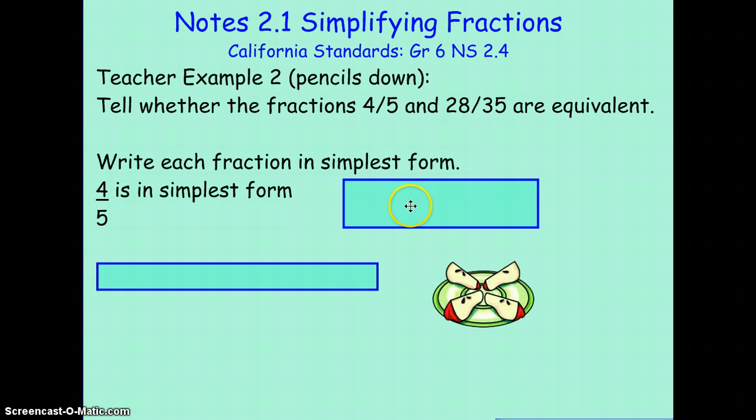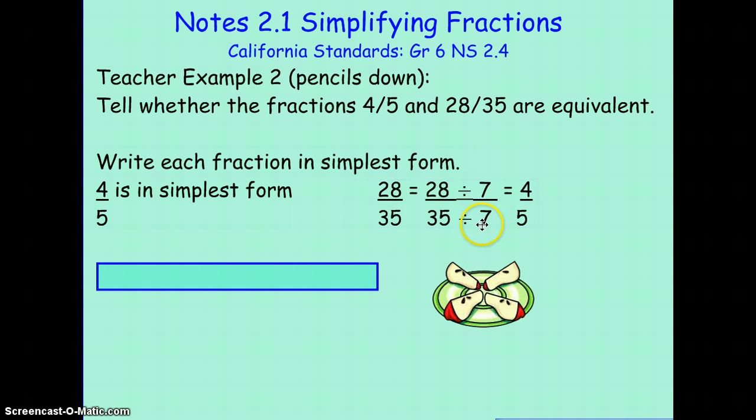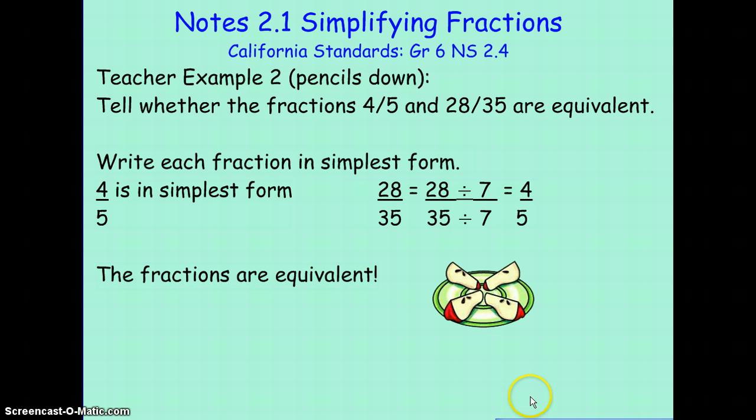28/35, again, I can write them out using the prime factors, or I can simply divide them both by the same number. In this case, if you take a look here, I notice they're both divisible by 7. So I'm going to go ahead and divide them both by 7 and I end up with 4/5. Since both these fractions have the same simplest form, 4/5 and 4/5, you would say yes, the fractions are equivalent.